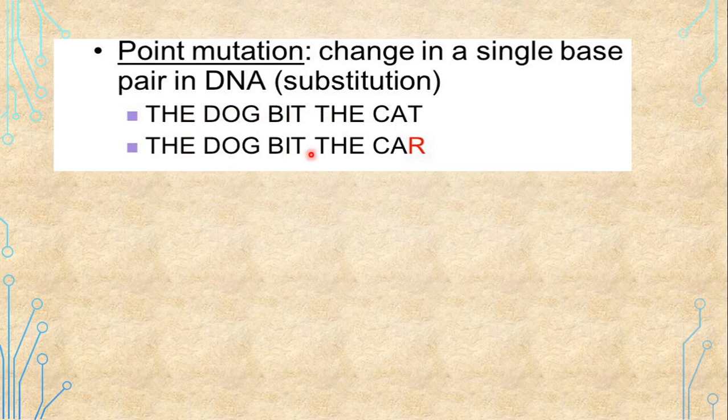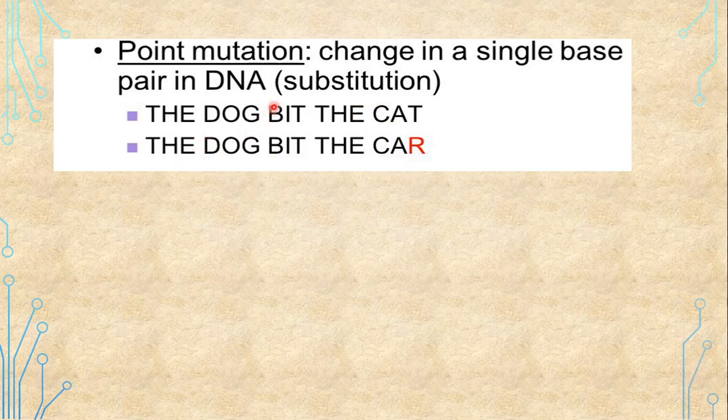Now in the same sentence, in the last word, the last codon so to say, the last letter got replaced with R. What was T earlier, we are replacing by R. Then what happens to the sentence? The dog bit the car. So what was cat has become car now. The entire meaning of the word has changed, and following that the meaning of the sentence also changes to some extent. But still the sentence makes sense. There is change in only one word, not the entire sentence.